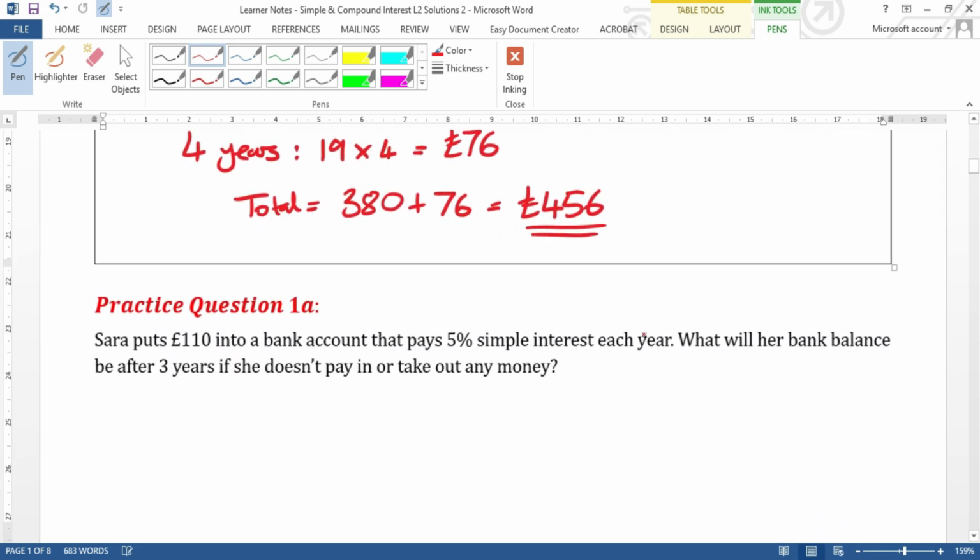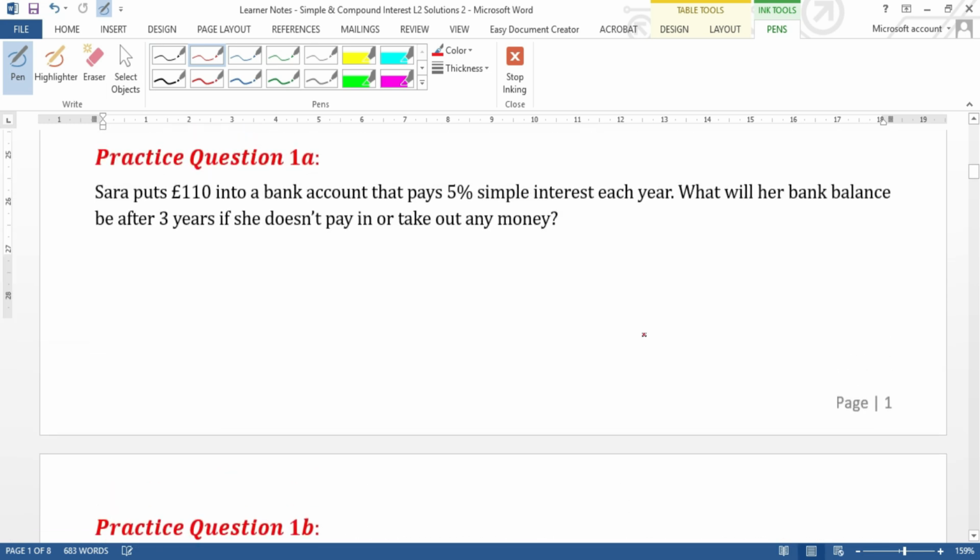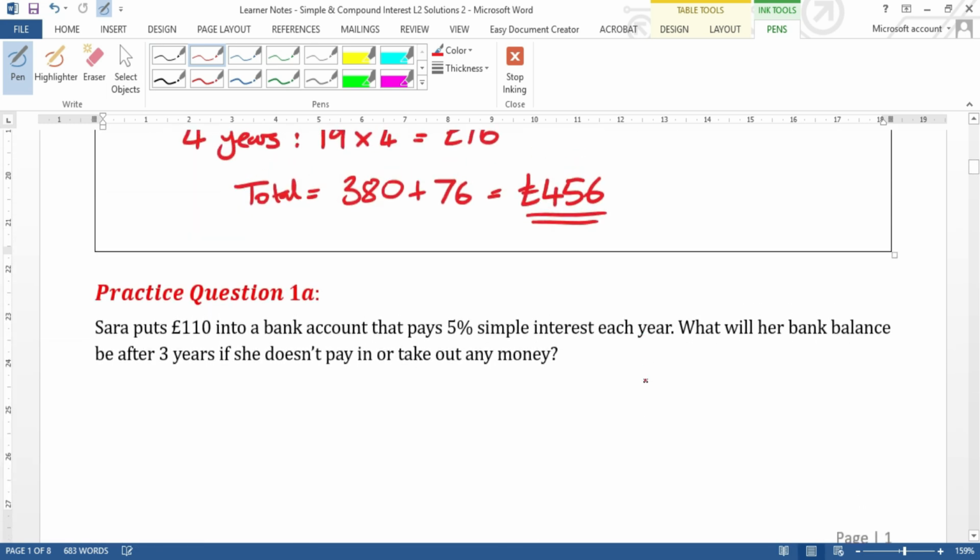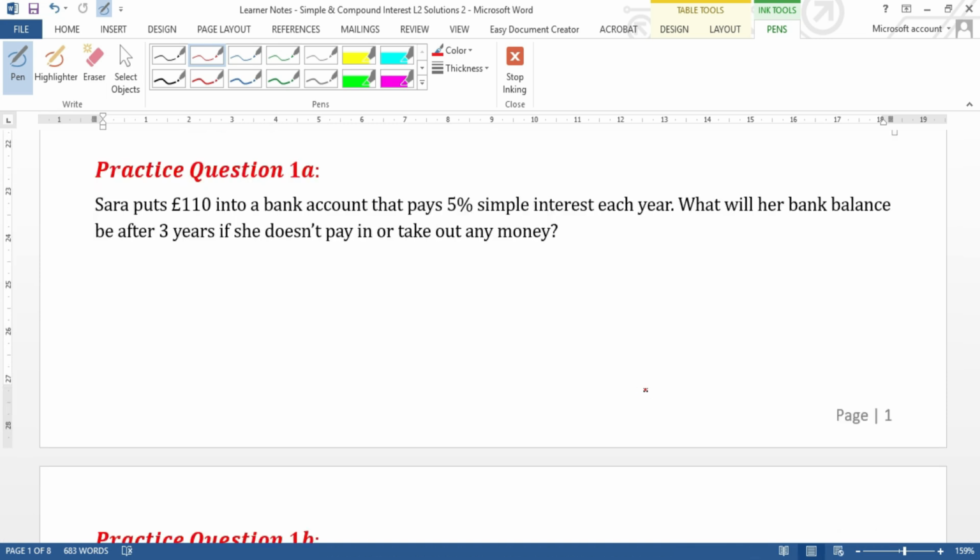So if you guys want to try 1A and 1B yourself, give that a go, pause the video, and when you're ready, unpause it and we'll check the answers. Practice question 1A. Sarah puts £110 into a bank account that pays 5% simple interest each year. What will her bank balance be after 3 years if she doesn't pay in or take out any money?